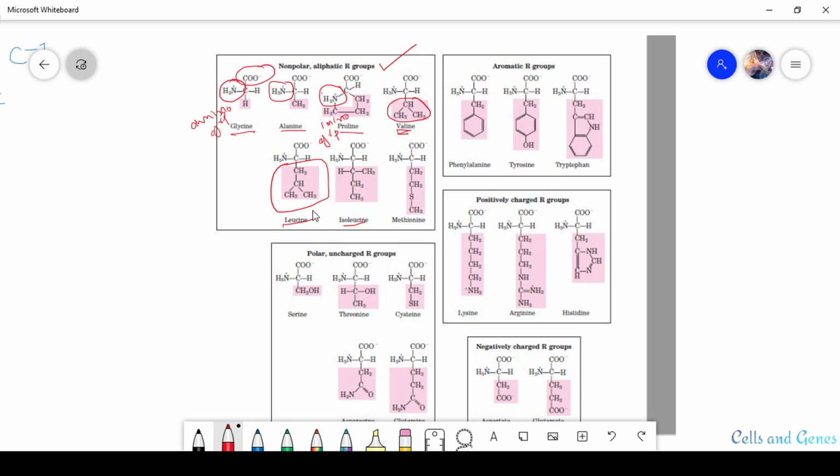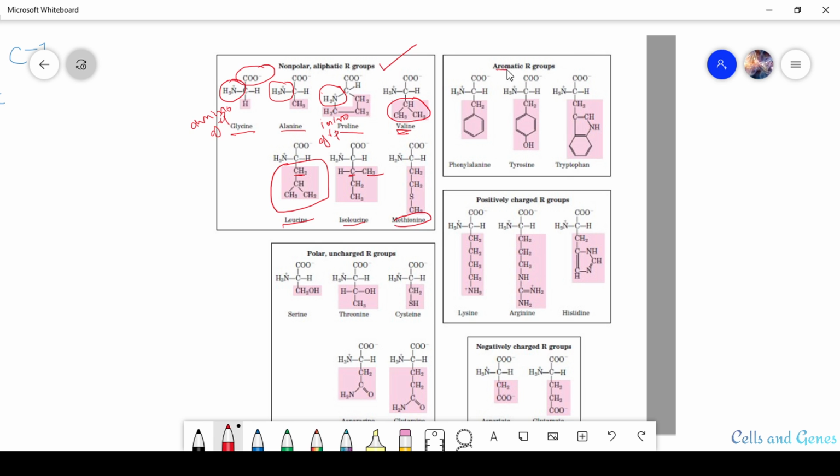Then isoleucine. Isoleucine has a similar structure to leucine. Here is the branching, CH3 and CH2 CH3. Then methionine. So all these are non-polar aliphatic R groups. They have an aliphatic side chain, so they are called non-polar aliphatic R groups.